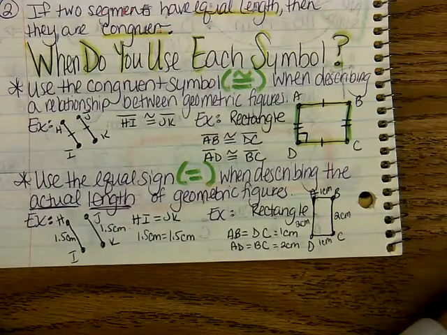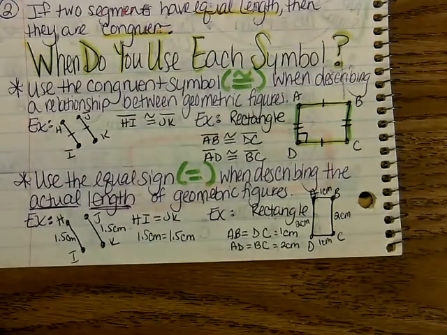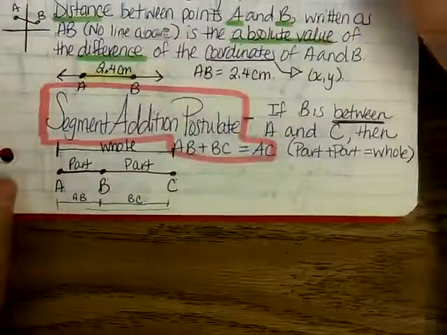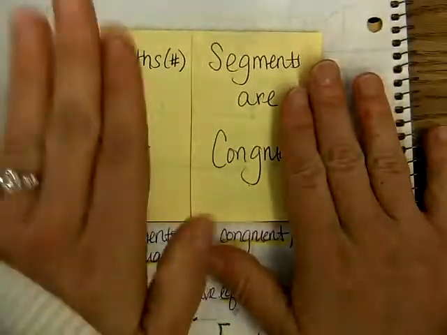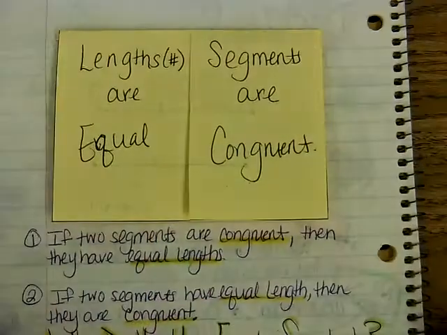That is the end of today's lesson. So we talked about two things. We had the segment addition postulate, where that means part plus part equals whole. And then we also talked about segment congruence versus segment equality.